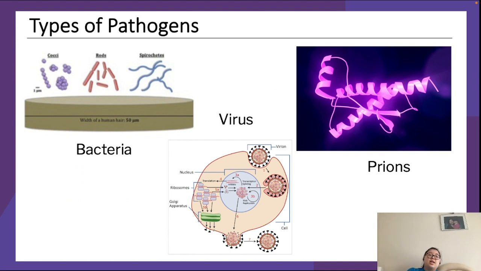So now let's talk a little bit about immunity and microbiology. The types of pathogens that you'll mainly need to know are bacteria and viruses, full stop. I added prions in there just for fun. There's a famous disease called mad cow disease. It was from cow meat, that's why it's called mad cow, and it caused these cows to behave really abnormally.